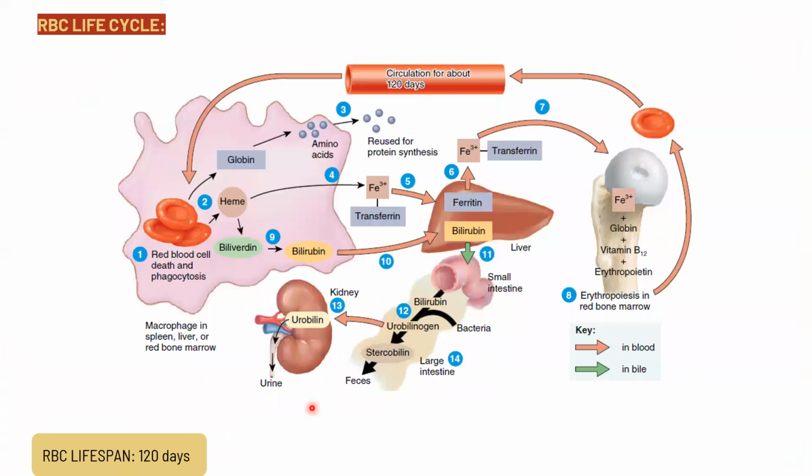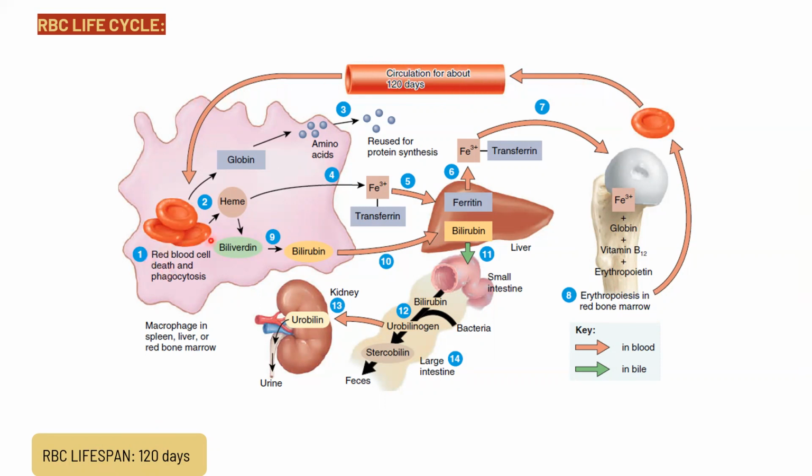Here is the RBC life cycle. The average RBC lifespan is 120 days. Here you could see that there is erythropoiesis in the red bone marrow for RBC, and the RBC circulates for about 120 days in the body.